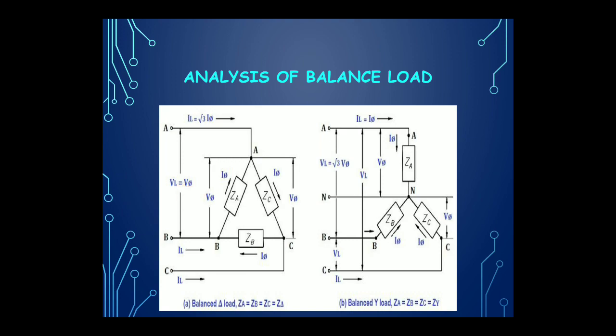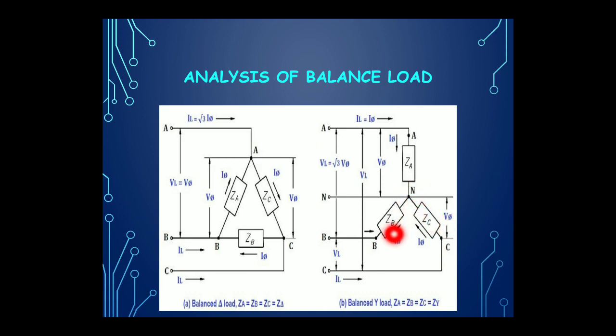So the phase current is also the same, because we know the voltage per phase and the impedance per phase are the same, so I equals V by Z. So it is a balanced condition of delta. In case of star, the same thing happens.